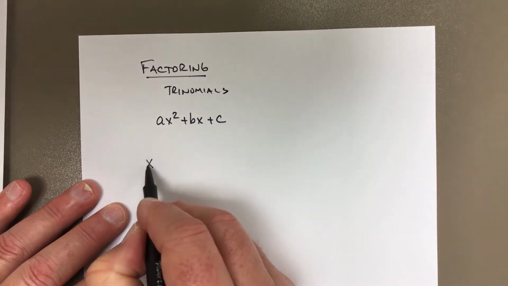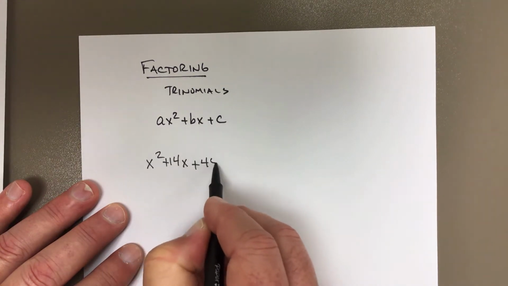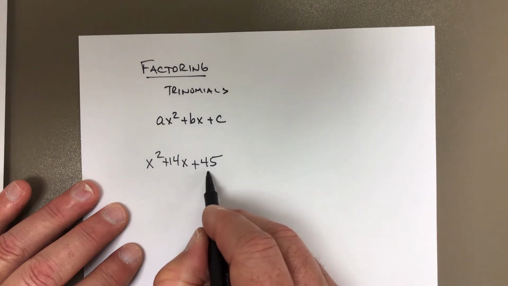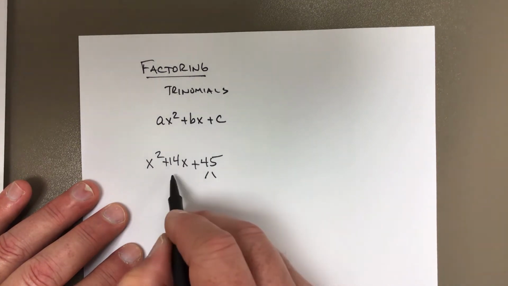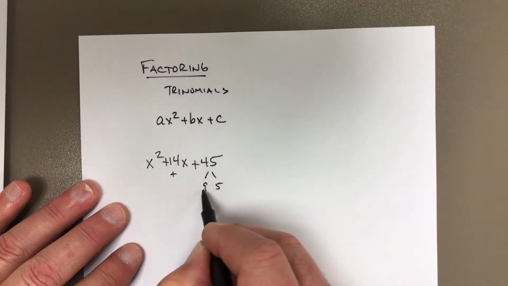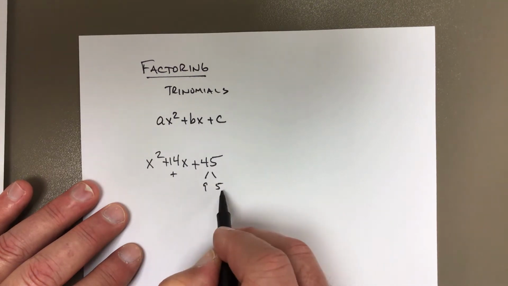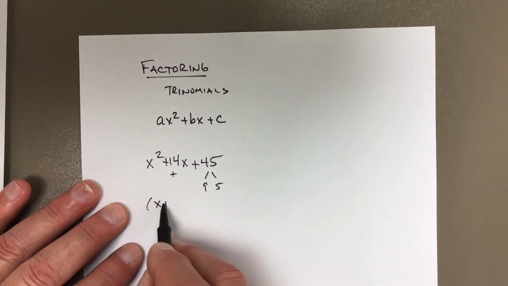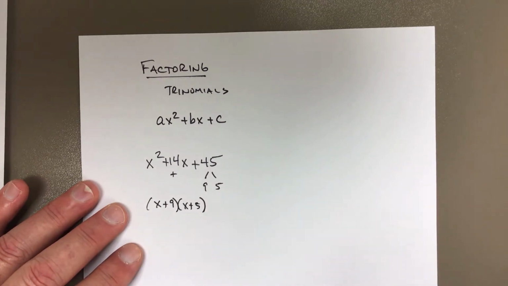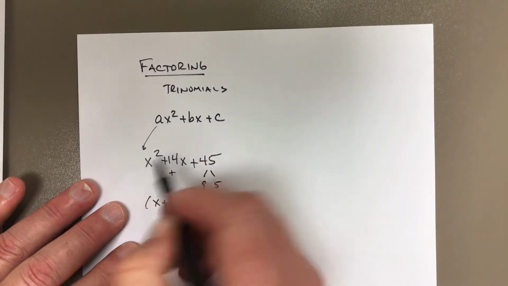What that means is that it's been like this, and then we had problems that look like that. Then we ask ourselves, what are the two numbers that multiply to give me 45 that add up to 14? So 9 and 5. 9 times 5 is 45, and 9 plus 5 is 14. So we would say x plus 9 and x plus 5. No big deal, we could do that. Now, notice that this A is a 1 here.